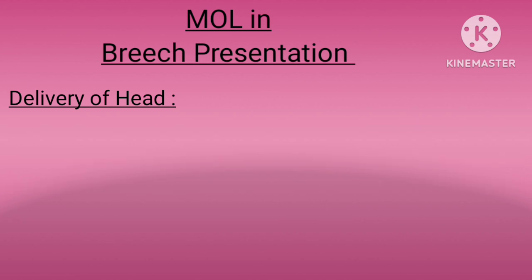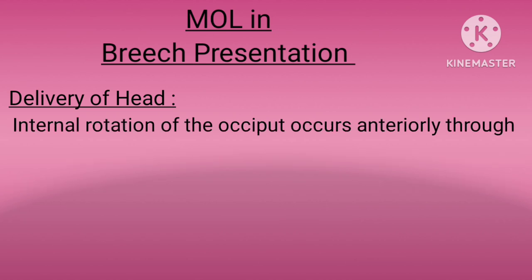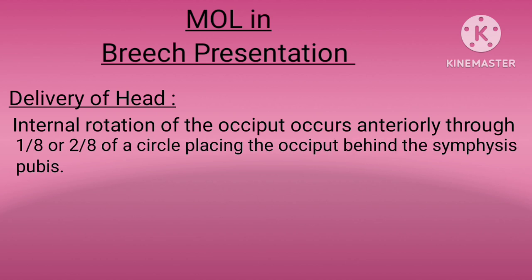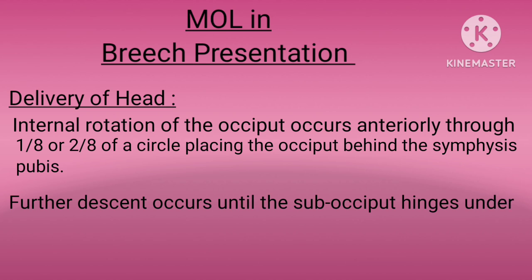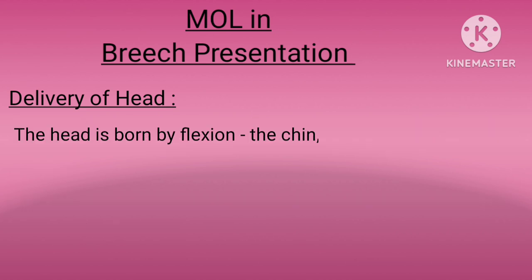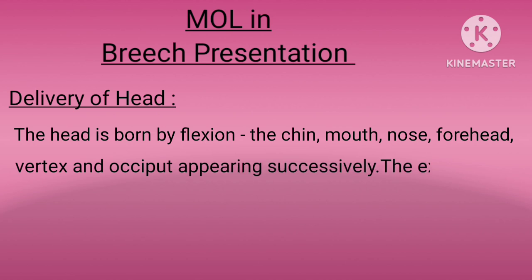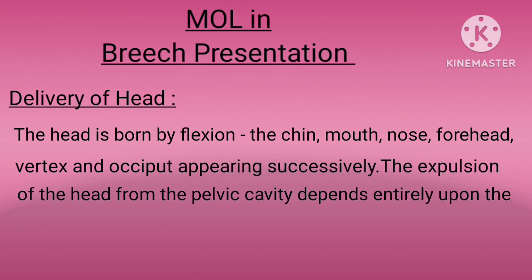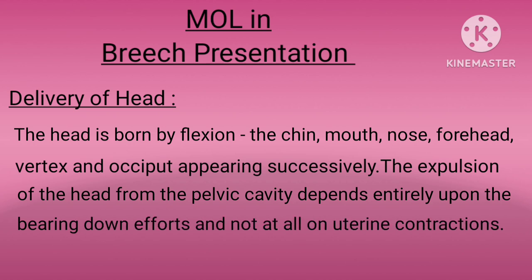After that, internal rotation of the occiput occurs anteriorly through 1/8 or 2/8 of a circle, placing the occiput behind the symphysis pubis. After that, further descent occurs until the subocciput hinges under the symphysis pubis. After that, head is borne by flexion, chin, mouth, nose, forehead, vertex and occiput appearing successively. The expulsion of the head from the pelvic cavity depends entirely upon the bearing down efforts and not at all on uterine contraction. Delivery of this head depends on the bearing down efforts of the mother.